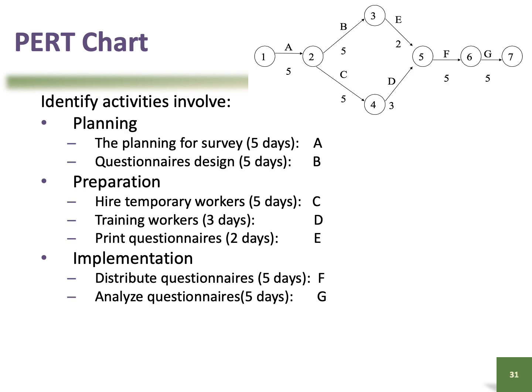For example, over here, we have this PERT chart. We have our nodes 1, 2, 3, 4, 5, 6, 7. We have our activities. So instead of writing the activities, we say that, okay, planning for survey, 5 days, is represented by A. Questionnaire design, 5 days, is represented by B, and so on, right? So we simplify our activities with A, B, C, D, E, F, and also G.